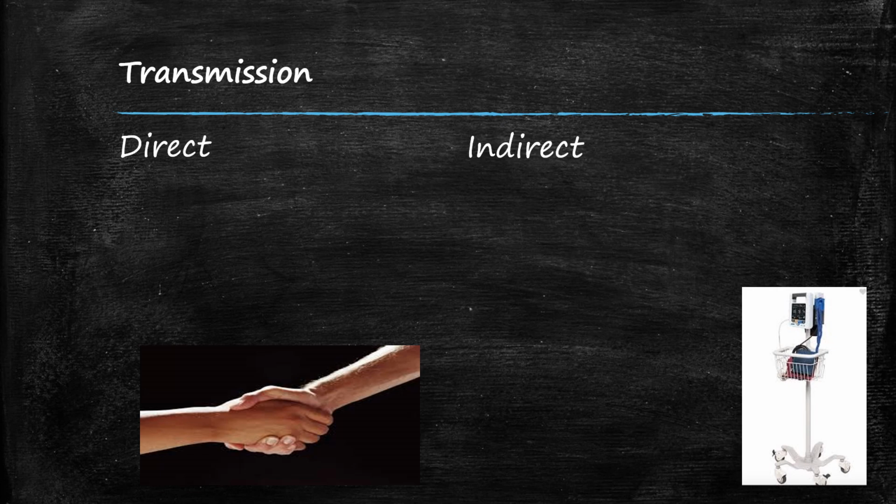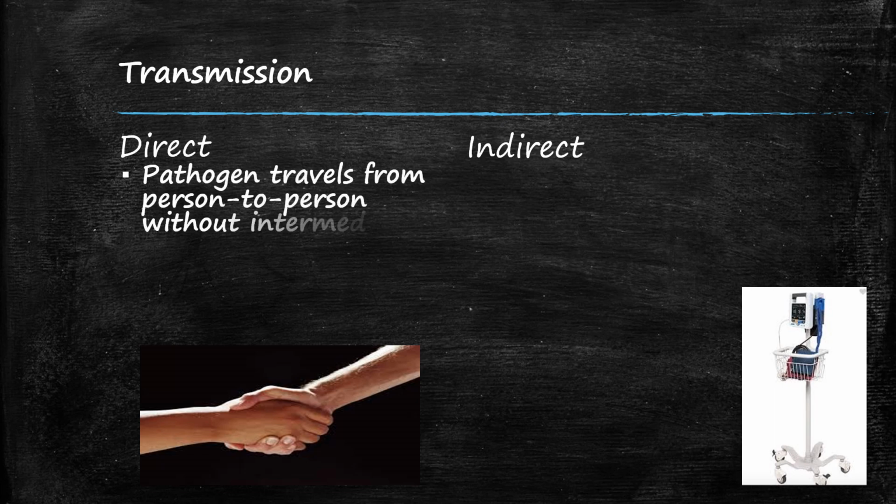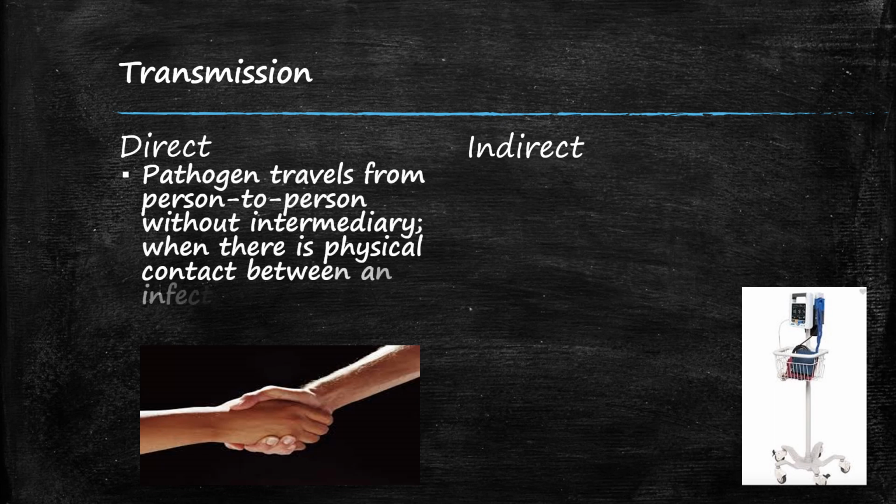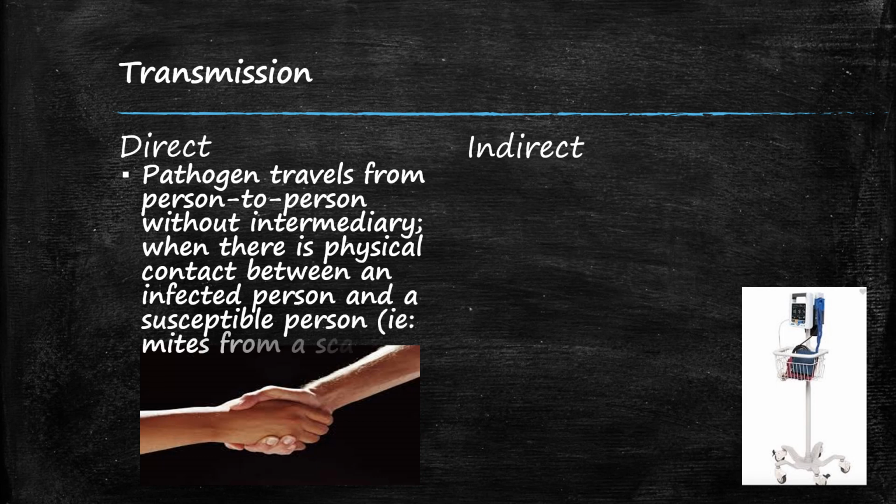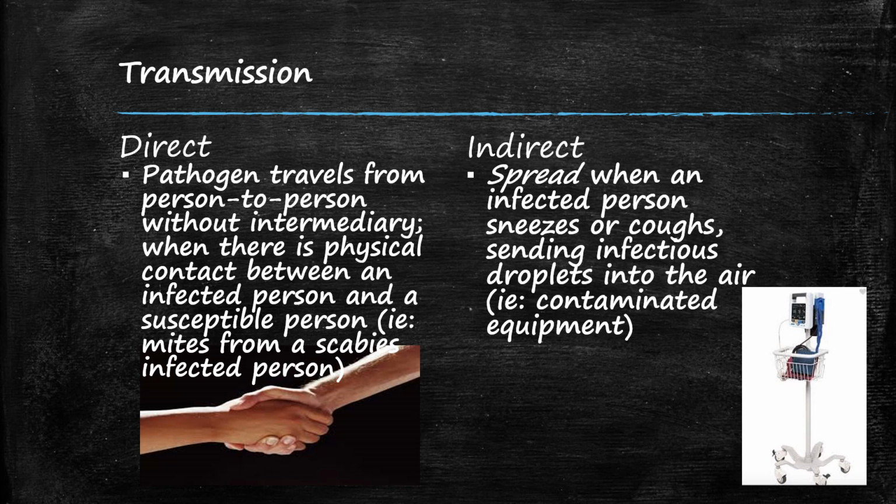How diseases are transmitted in the healthcare environment is usually either directly or indirectly. So if it's direct transmission, then the pathogen is traveling from person to person without an intermediary. Whereas if it's indirect, then it is spread when an infected person coughs or sneezes and sends infectious droplets into the air, and this is what we are concerned about with contaminated equipment.